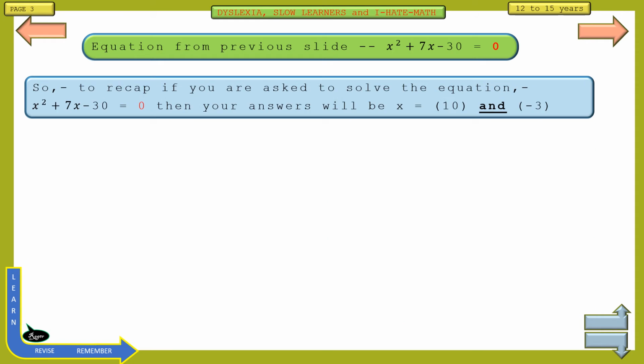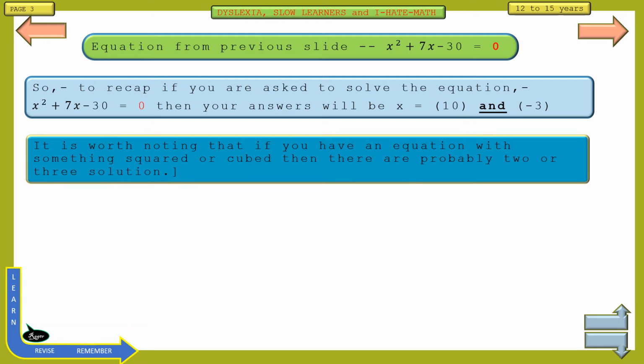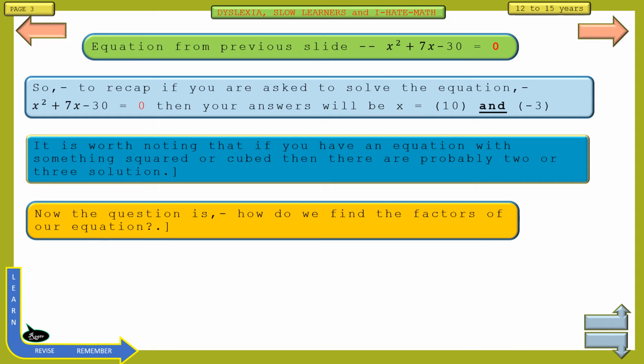So, to recap, if you are asked to solve the equation x squared plus 7x minus 30 equals 0, then your answer will be x equals negative 10 and 3. It is worth noting that if you have an equation with something squared or cubed, then there are probably 2 or 3 solutions. Now the question is, how do we find the factors of our equation?